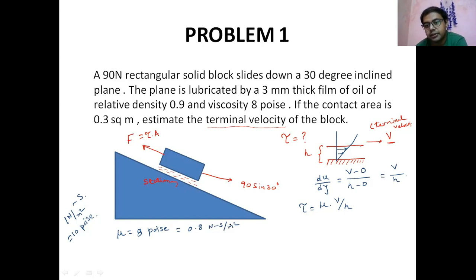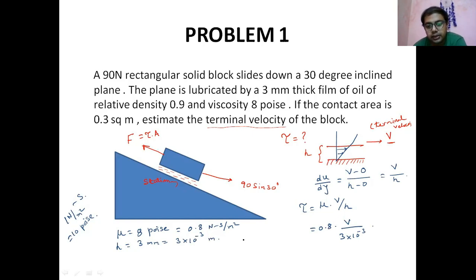And h, the gap between these, is given as a 3 mm thick plate. 3 mm is 3 into 10 to the power minus 3 meter. So tau is 0.8 into v by 3 into 10 to the power minus 3.